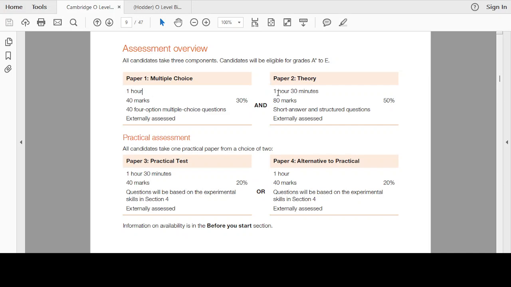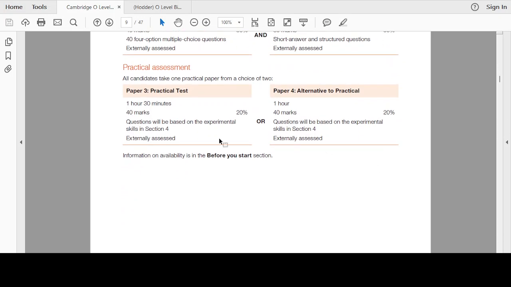Paper two, the theory paper, 80 marks, 1 hour 30 minutes, which gives you 90 minutes. So that's pretty much the Cambridge standard, which is 1 minute per mark. Over here, you've got more time because you have to mark your answers on the question paper and then transfer them to an answer sheet.